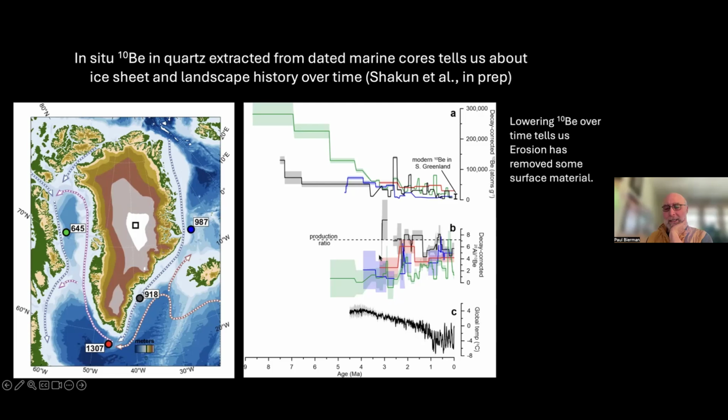What we see is that the production ratio is just over 7, and that all of the cores except 918 spend almost all of their time with a depressed aluminum-26 beryllium-10 ratio. And that implies extensive and long-lasting ice cover to do that. Because if the ice were off, that ratio would rather rapidly, over thousands to a few tens of thousands of years, climb back to the production ratio.